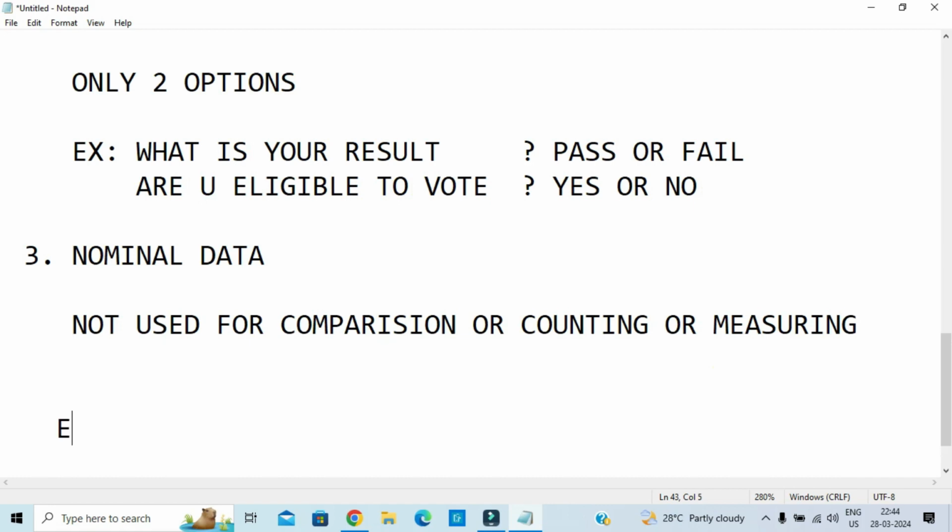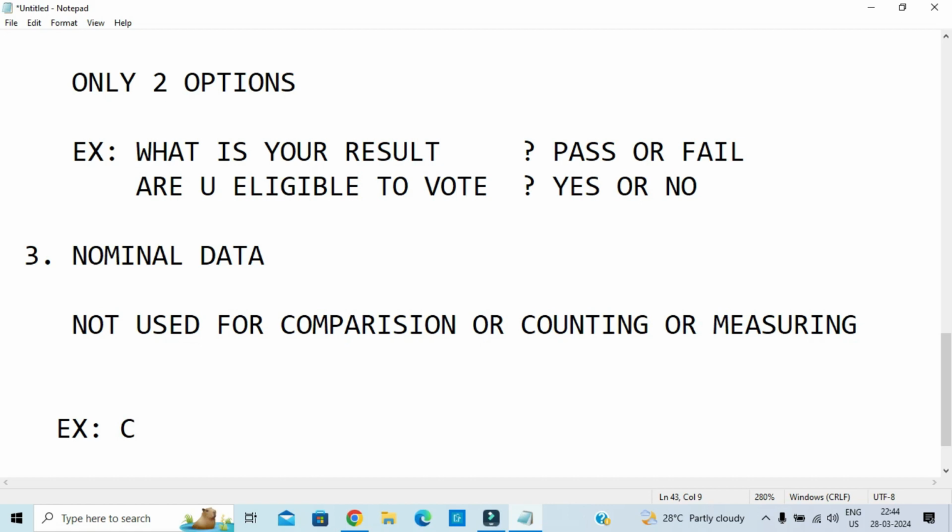Let's see an example so that you will get to know about it clearly. There will be no comparisons like with numericals. There will be no sorting, ordering, or ranking, because it is nominal data. So let's see an example.